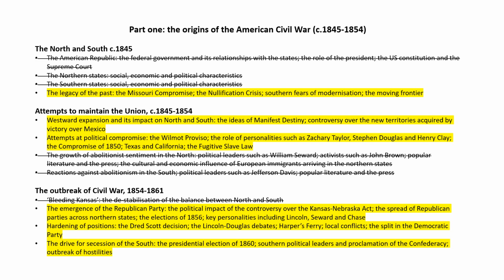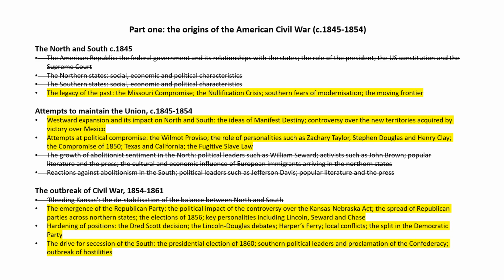So we've got Manifest Destiny, the Mexican War, Wilmot Proviso, and the 1850 Compromise, and what that might indicate is that the legacy of the past bullet point and the section that has remained on attempts to maintain the Union may come together to create a single question, whether that be a source question or an essay.